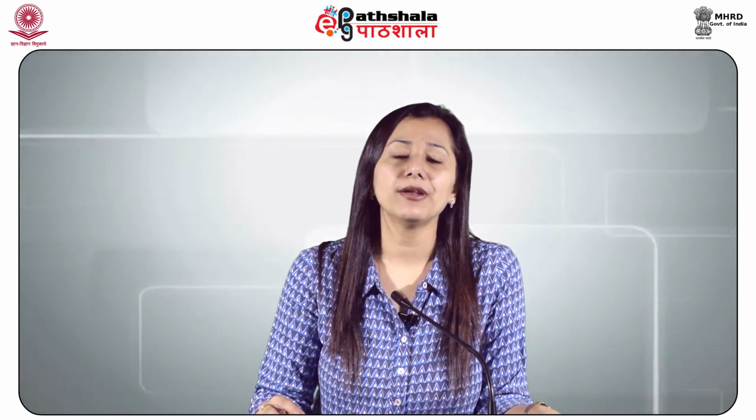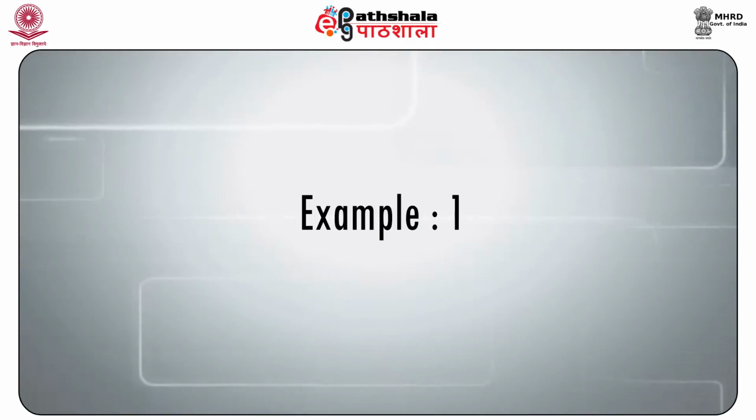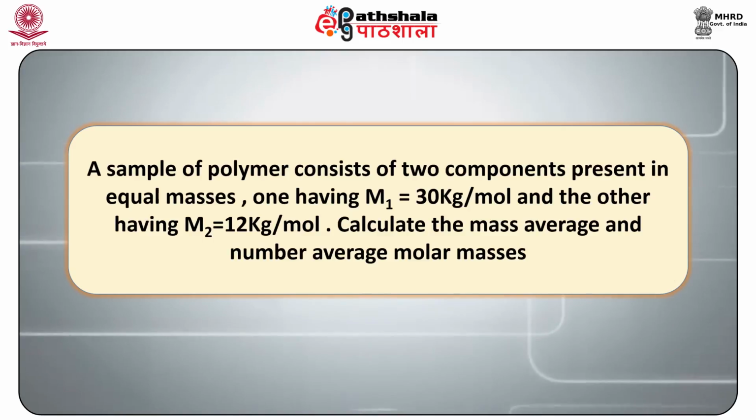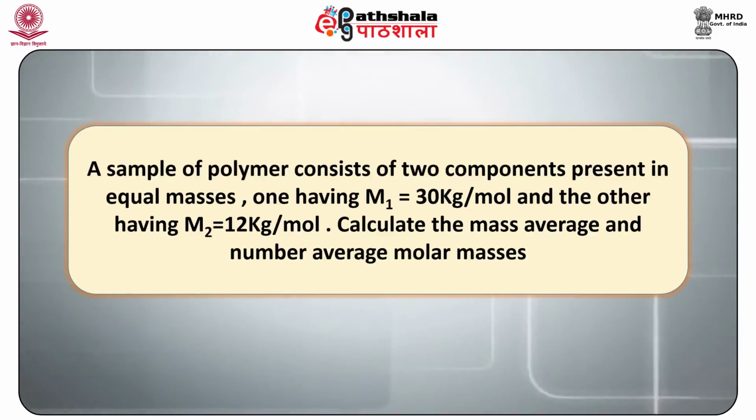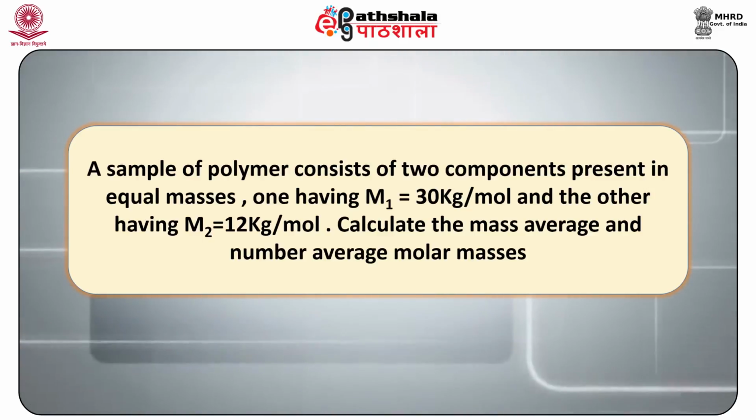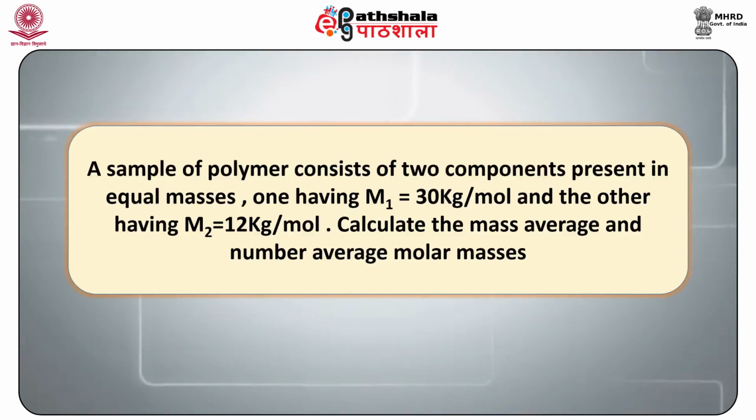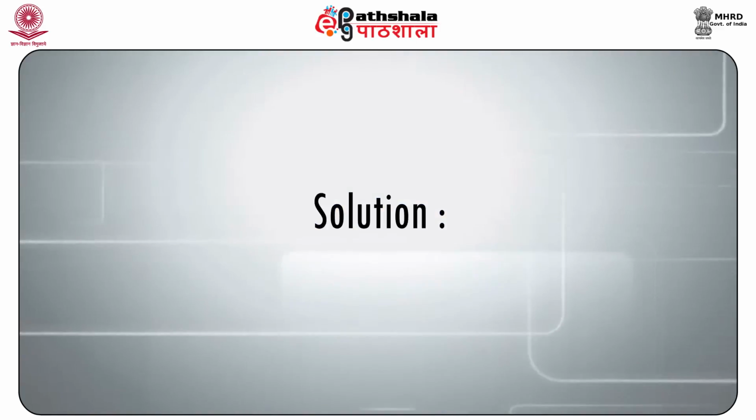Now we shall see a numerical problem explaining the concept of Mn and Mw. Example 1. A sample of polymer consists of two components present in equal masses, one having M1 equals 30 kg per mole and the other having M2 equals 12 kg per mole. Calculate the mass average and the number average molar masses.